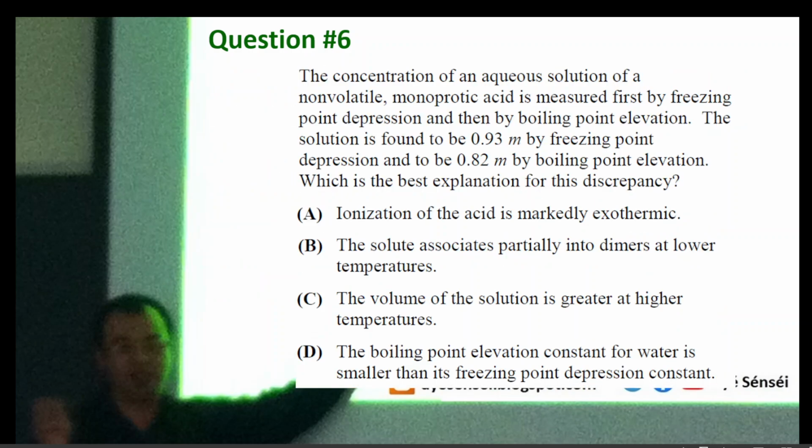So the last question for today is question 6. The question is a little bit long. The concentration of an aqueous solution of a non-volatile monoprotic acid is measured first by freezing point depression and then by boiling point elevation. The solution is found to be 0.93 m by freezing point depression and 0.82 m by boiling point elevation. Which is the best explanation for this inconsistency?